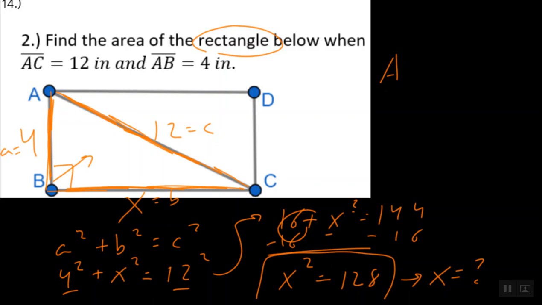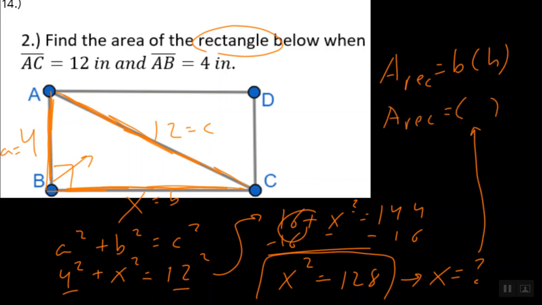And remember, the area of a rectangle is equal to the base times the height. And here, for the area of our rectangle, we know that our base is whatever x is times our height of 4. So when you solve for x, multiply by 4, and you will get the correct answer. Alright, let's move on to our next example.